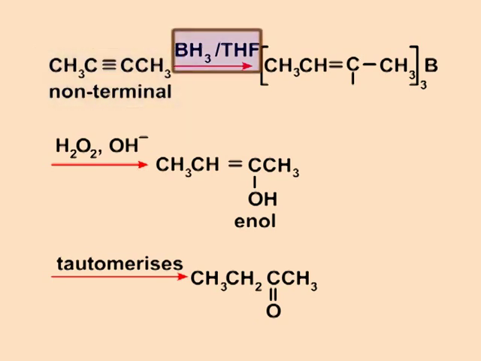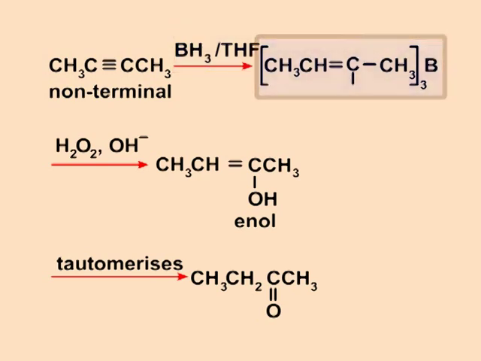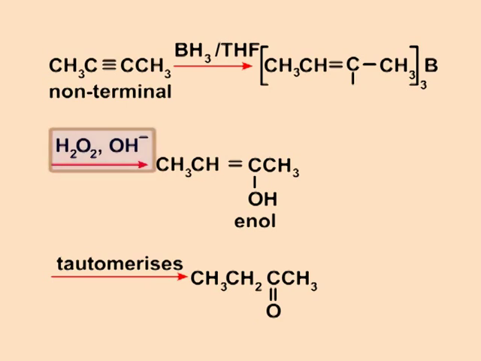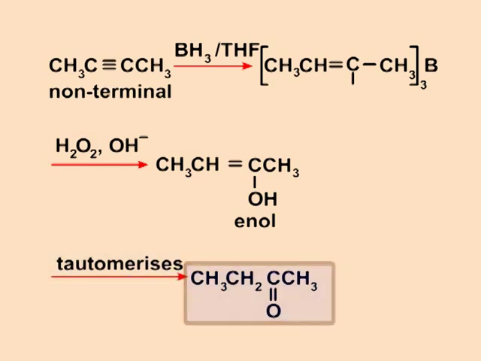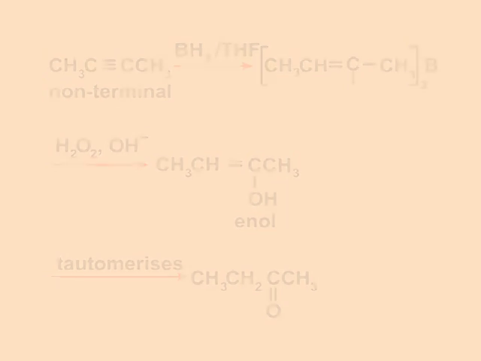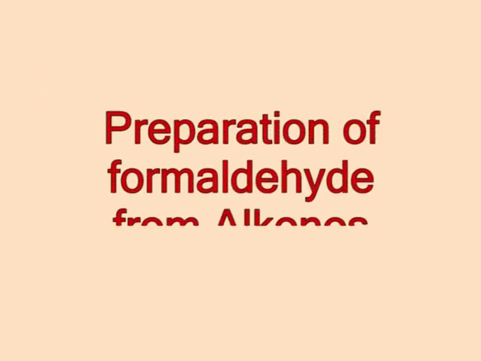But-2-yne reacts with borane in the presence of tetrahydrofuran, forms intermediate, which upon oxidation forms enol. Enol tautomerizes to form butanone. Let us now learn preparation of formaldehyde from alkenes.